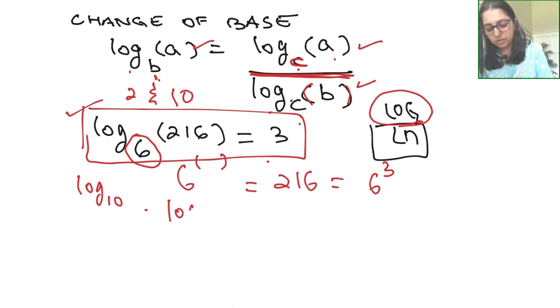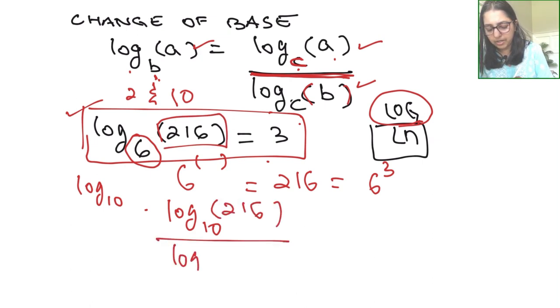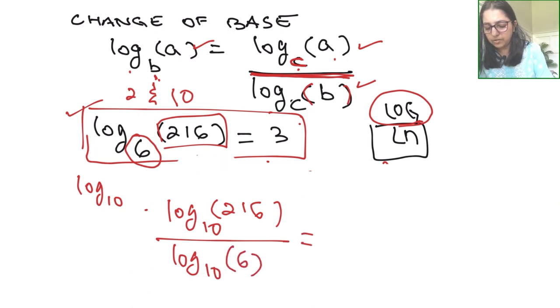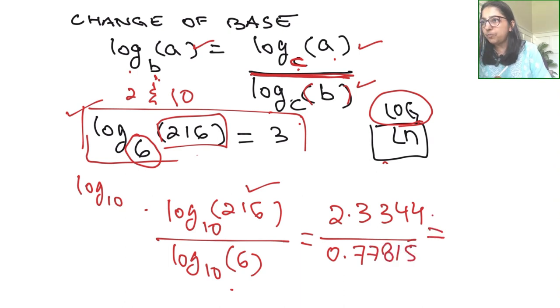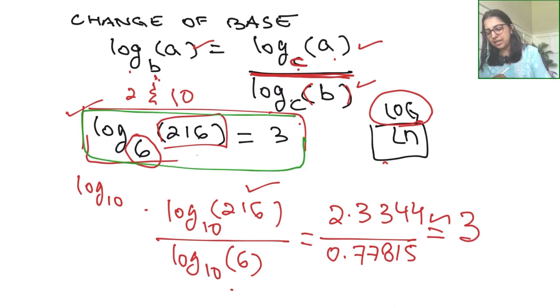So log to the base 10 of 216 divided by log to the base 10 of the base 6. Now, if you bring in your calculators and we key in the values, this value turns out to be 2.3344, and the value in the denominator turns out to be 0.77815, which approximately reduces to 3. And it is exactly the same answer that we were expecting here.